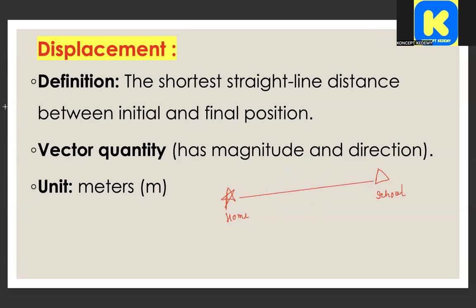This also can be possible. Your bus is going this way, going this way, but the straight distance is also there. This is called the displacement, the shortest straight line distance between initial and final point. Your initial point is at home, and your final point is at school. So the shortest distance is the straight line distance. So this is called displacement.